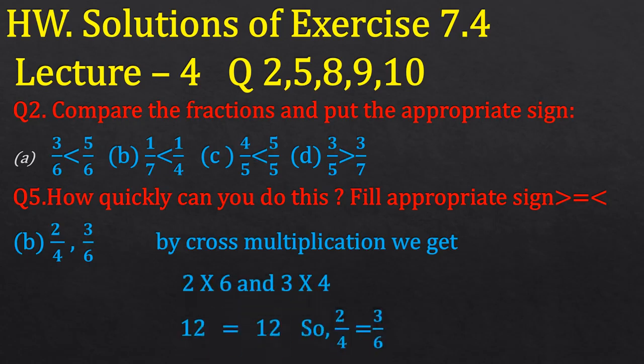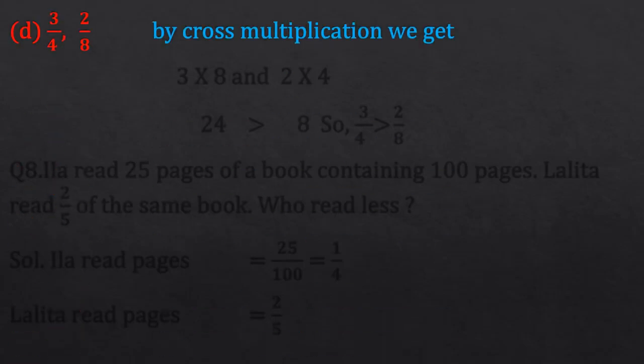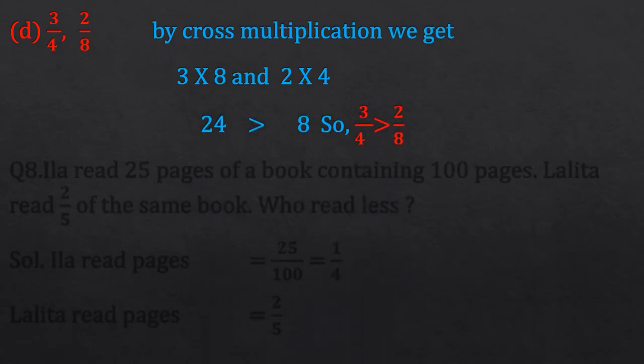Now see one more part. 3 upon 4 and 2 upon 8. Again, by cross multiplication we get 3 multiplied by 8 and 2 multiplied by 4. 3 eights are 24 and 2 fours are 8. 24 is greater and the fraction with 24 is 3 upon 4. So 3 upon 4 is greater than 2 upon 8.